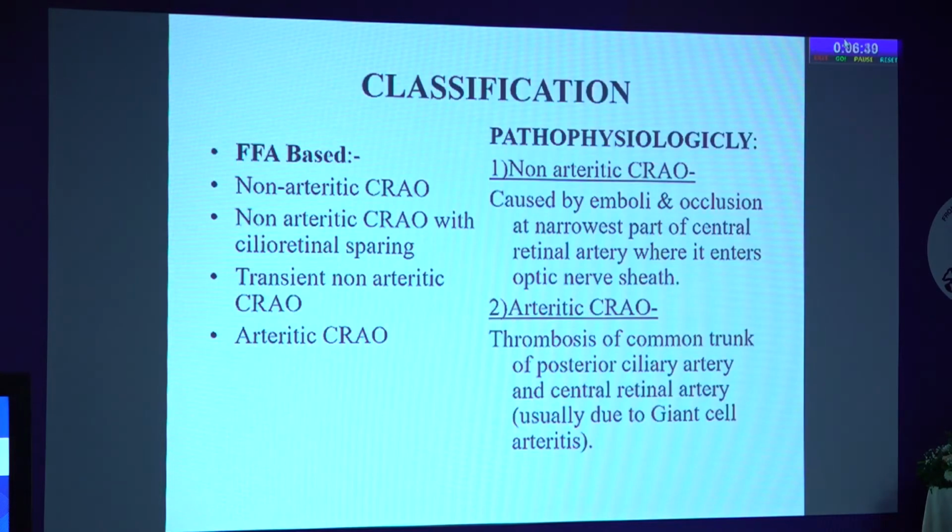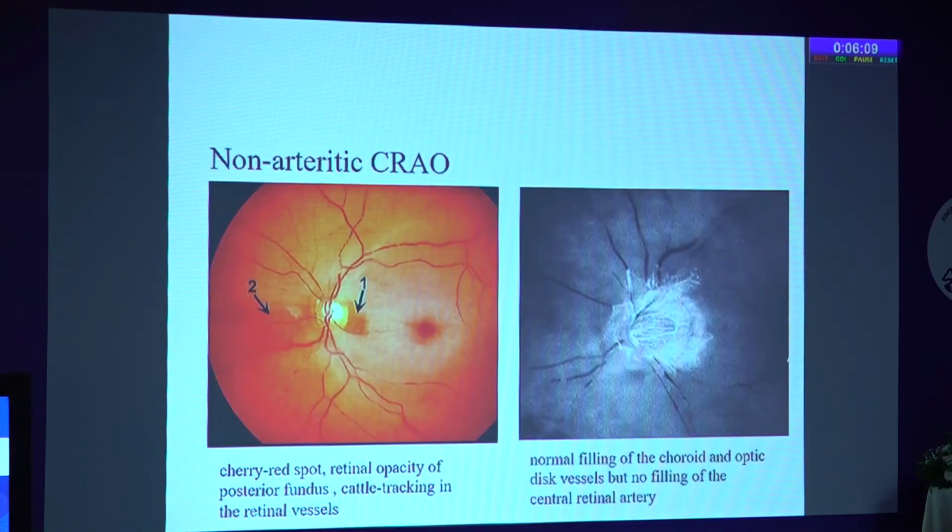So far as classification is concerned, you can divide it into FFA based and pathophysiologically based, which was in vogue: non-arteritic CRAO and arteritic CRAO. FFA based is non-arteritic CRAO with cilioretinal sparing, depending on the FFA findings, transient non-arteritic CRAO, and arteritic CRAO. These are the classifications commonly employed, but we usually adopt the etiological classification of non-arteritic and arteritic CRAO.